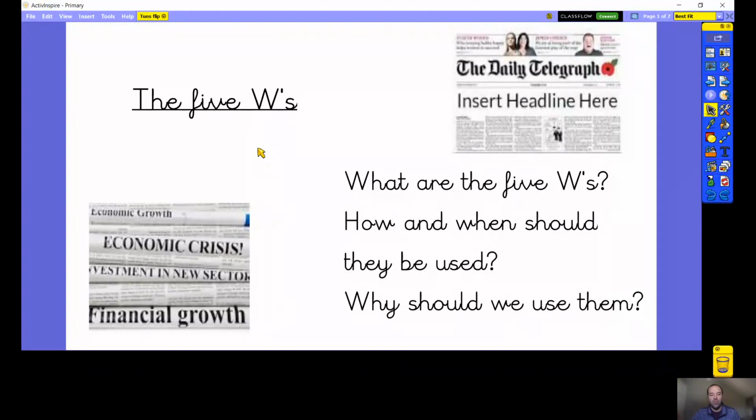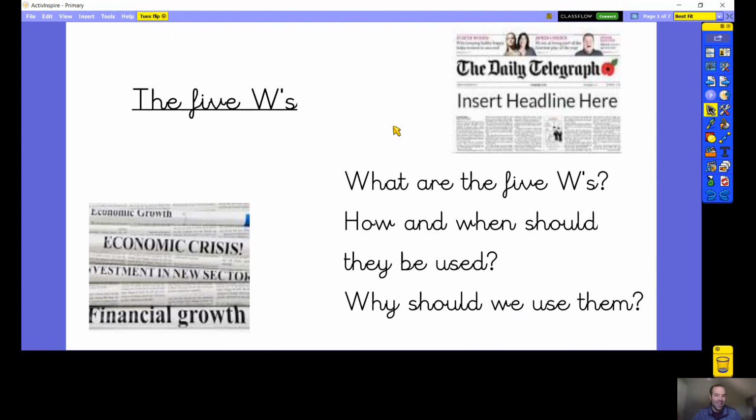So I'll share my Active Inspire with you, and we'll get talking about these 5 W's, what they are, how to use them, where to use them, things like that. So the 5 W's, what are the 5 W's? We're going to cover that. We're going to cover how and when they should be used and why we use them, because obviously it's important.